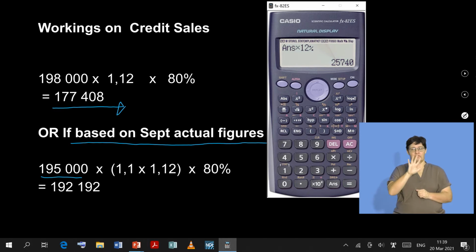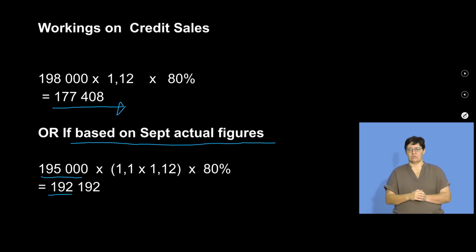is 25,740. If you add that figure to your original figure, which was the 19,500 plus the 195,000, okay? And that gives you that figure times 80%. Here we go. We get a figure of 192,192. So in other words, if you used your September figures, that means you have to go back 2 months, right?